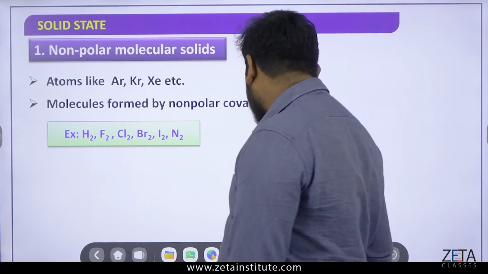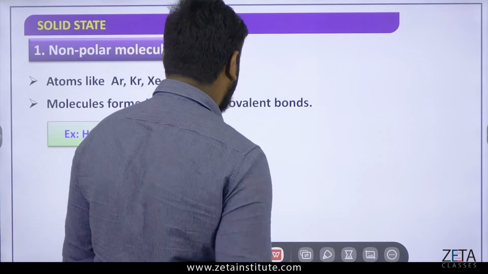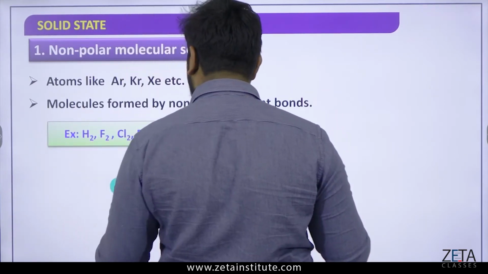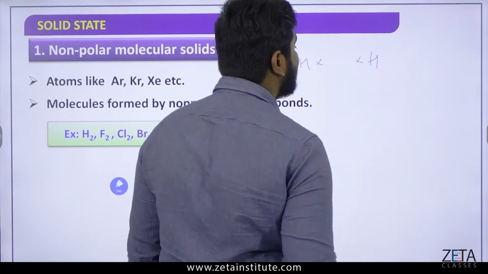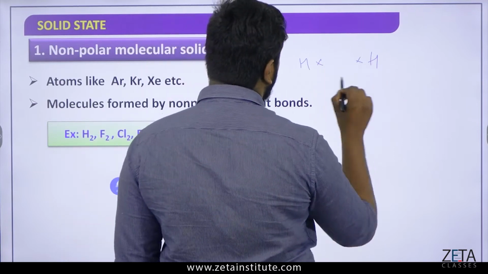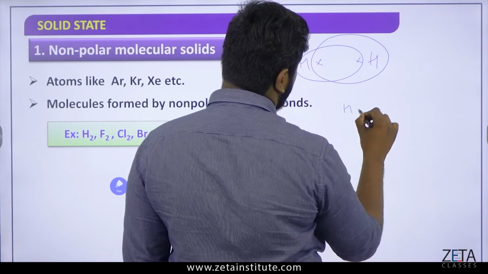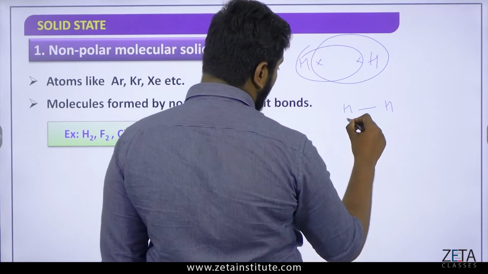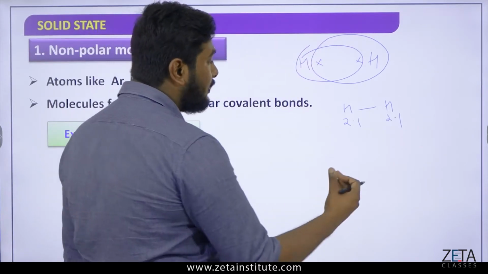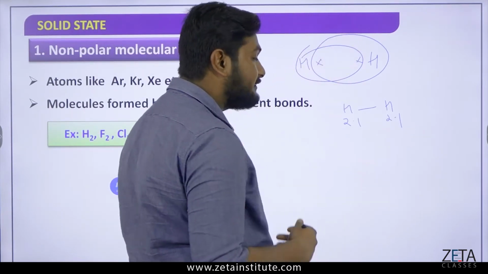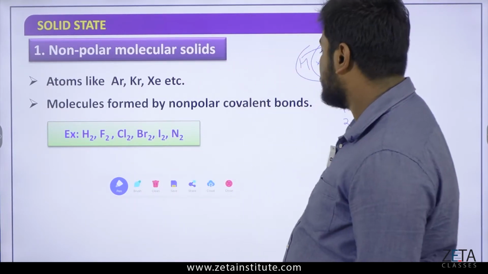For example, in case of hydrogen, there is no charge separation, right? We already discussed that in our chapter chemical bonding. Each hydrogen has one valence electron, and they are mutually sharing the electron. Clear? Then we are getting this bond. The electronegativity difference for both hydrogens is 2.1, 2.1, and if the electronegativity difference is equal to 0, it is a non-polar covalent bond. Clear? So here the attraction is non-polar covalent bond.